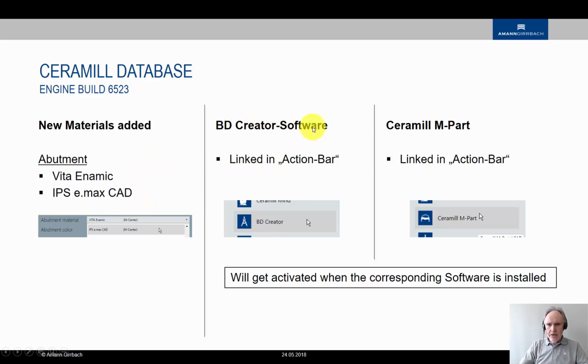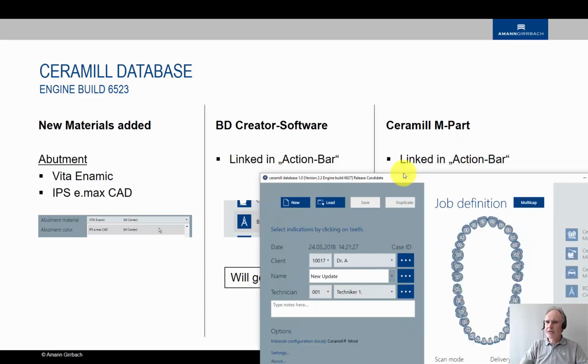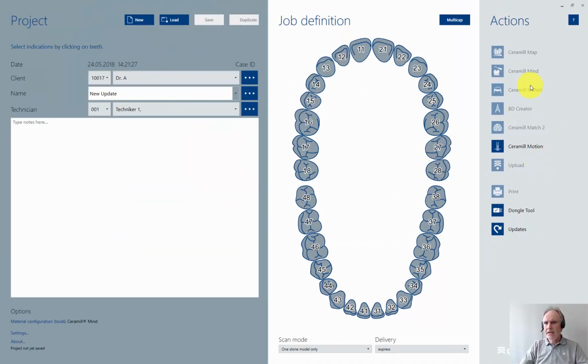The BDCreator software and the M-Part software get linked in the action bar after installation, so they are only activated if you have installed the software. Let's see here, normally they are not appearing here. You see here on the right side M-Part and BDCreator, they only appear after installation of these modules.